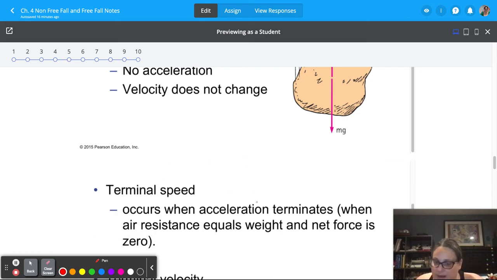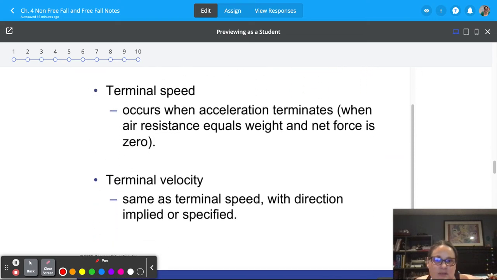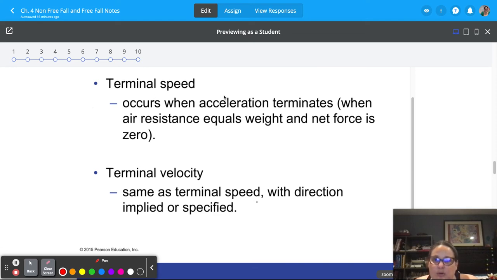All right, here we have two definitions, terminal speed and terminal velocity. There is a distinction between speed and velocity, namely direction, right? Speed doesn't have a direction, velocity does. Often people use terminal speed and terminal velocity interchangeably, but there is that distinct difference that there is a direction implied.